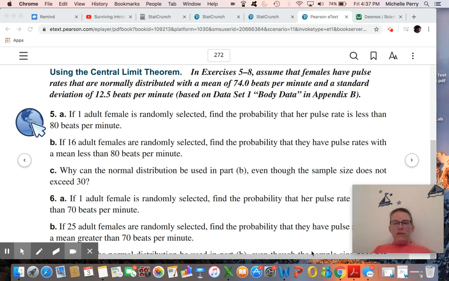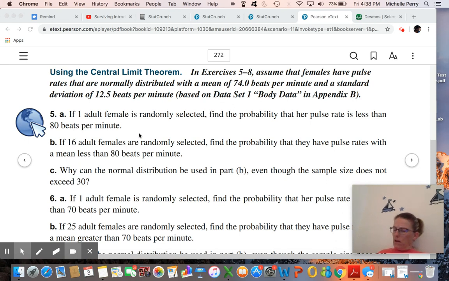Hey folks, I'm coming back to you now with a continuation of section 6.4. As you can see on my screen, this is the problem that I originally referenced in the first video, number 5 on page 272. As we remember, we had a mean for the population that was 74 beats per minute, and a standard deviation for the population that was 12.5 beats per minute. Part A was asking us to think about if one adult female is randomly selected, we need to find the probability that her pulse rate is less than 80 beats per minute.